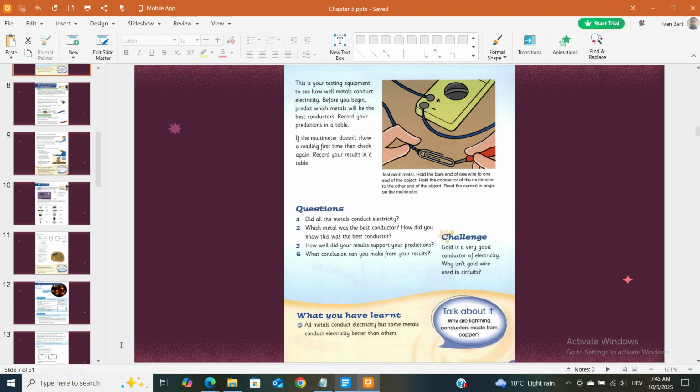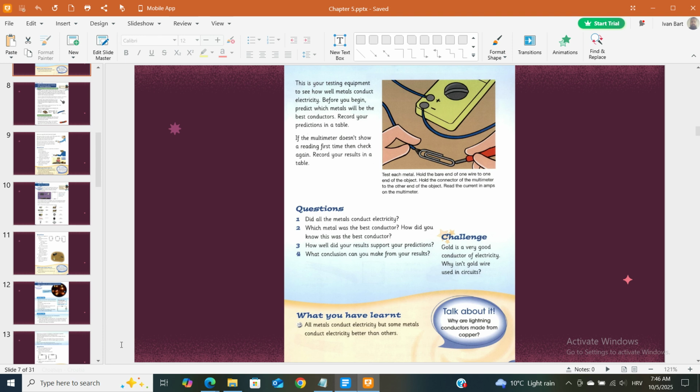Questions. 1. Did all the metals conduct electricity? 2. Which metal was the best conductor? How did you know this was the best conductor? 3. How well did your results support your predictions? 4. What conclusion can you make from your results?